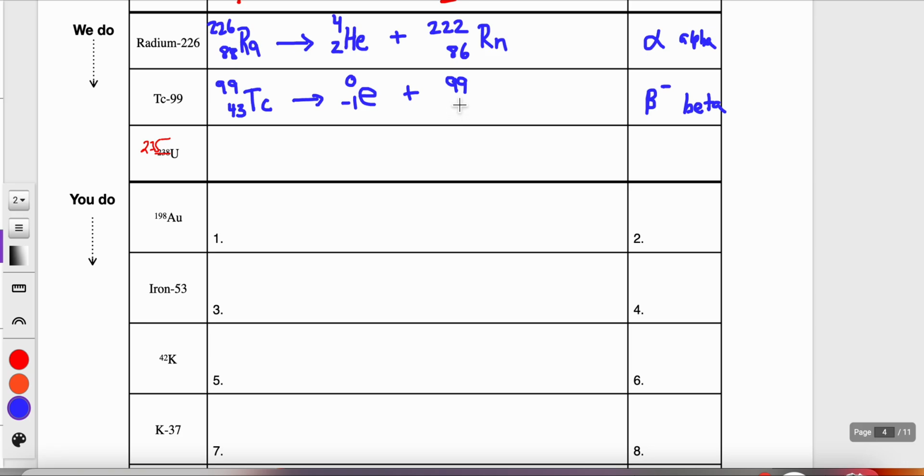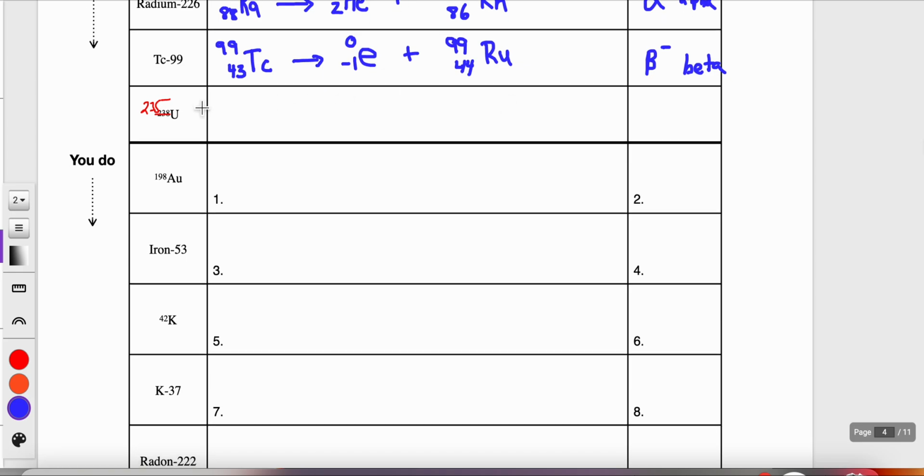So whatever we put here for the atomic number, this number plus the -1 needs to add to 43. So if I put a 44 here, 44 plus -1 equals 43. So my new atom has an atomic number of 44. And when I go look on the periodic table, atom 44 uses a symbol of Ru.